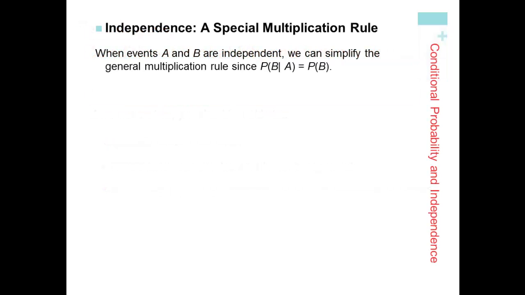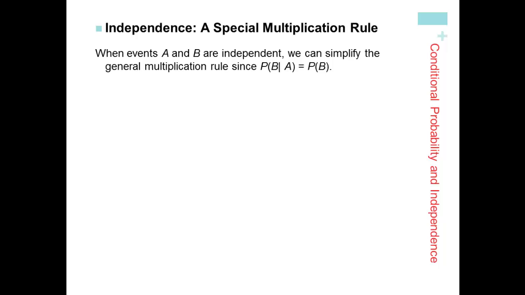Independence. Again, when two events A and B are independent, we can simplify the general multiplication rule since the probability of B given A will equal the probability of B. Remember, independence means two events A and B are independent if the occurrence of one event has no effect on the chance that the other event will happen.